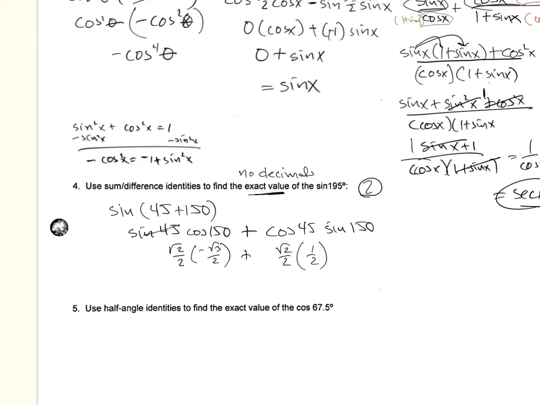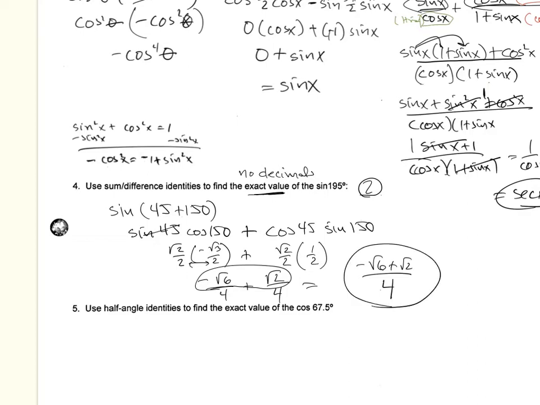Now when you multiply straight across the top, this is negative radical 6. Straight across the bottom, that's a 4, 2 times 2. Then here we get radical 2, and 2 times 2 again is a 4. As you can see, we have a common denominator. And when you have a common denominator, you write that once, and you simply work your way across the numerator. So this is negative radical 6 plus radical 2. No decimals.